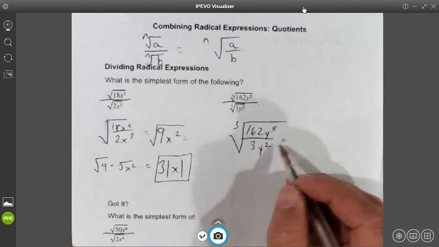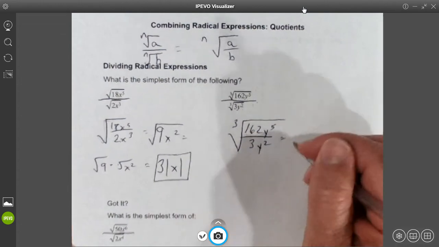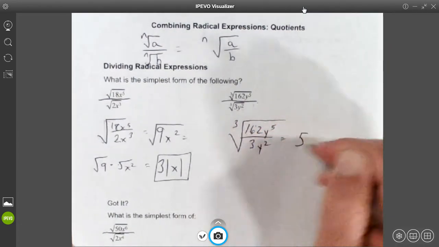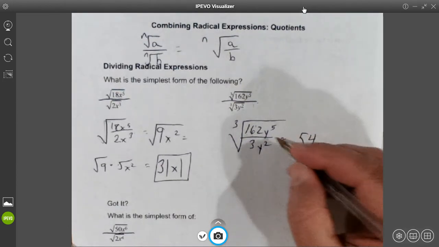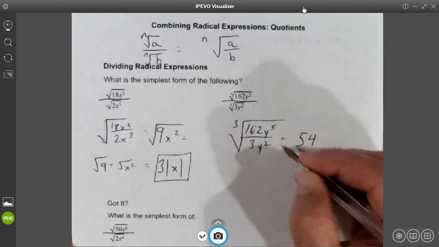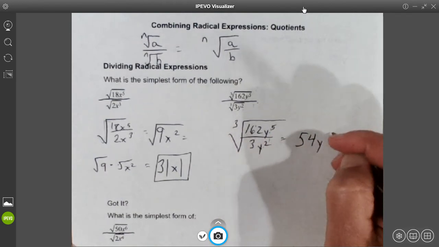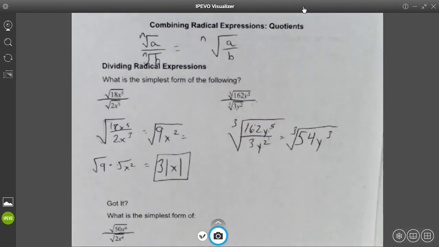All right, so 162 divided by 3. 3 goes into 16 5 times with 1 left over, and then 3 would go into 12 4 times. So I get 54. And again, y to the 5th divided by y squared. I'm dividing things with like bases, I can subtract their exponents. So that's y cubed. So I get the cube root of 54y cubed.